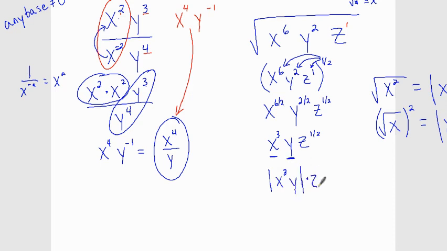And then times z to the 1/2. And you can rewrite this as square root of z if you want to. I'm not going to. I'm going to leave that as my final answer.